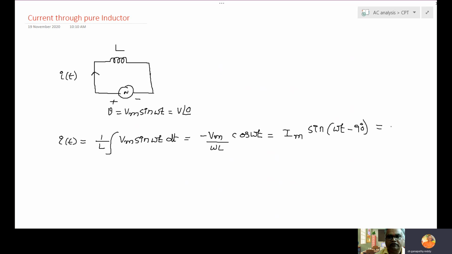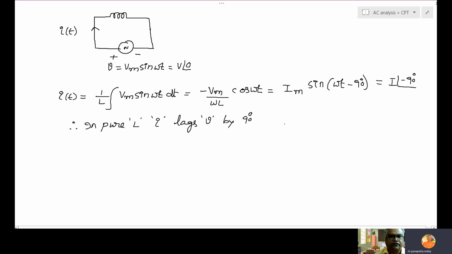So what is the phasor form equivalent? I of angle minus 90 degrees. Therefore, in pure inductor, current I lags voltage by how many degrees? 90 degrees. This is the first conclusion.